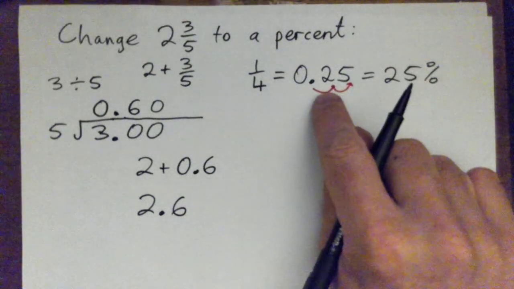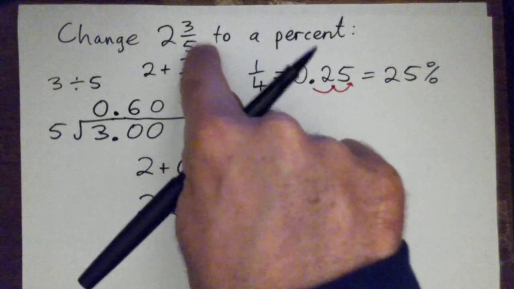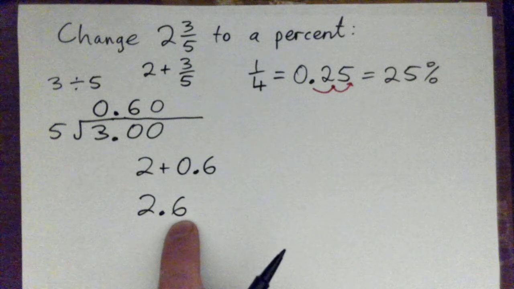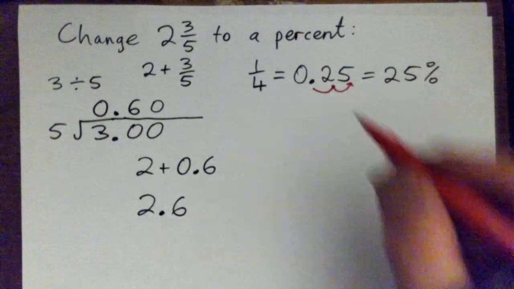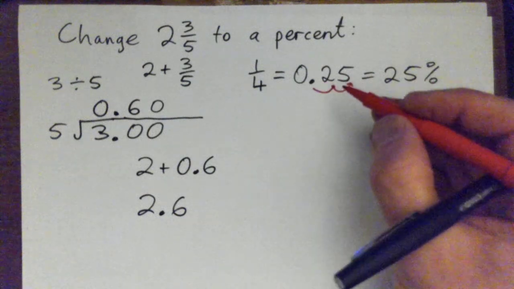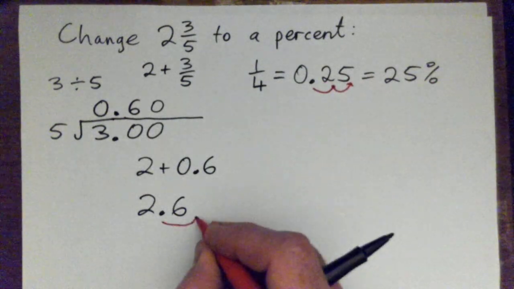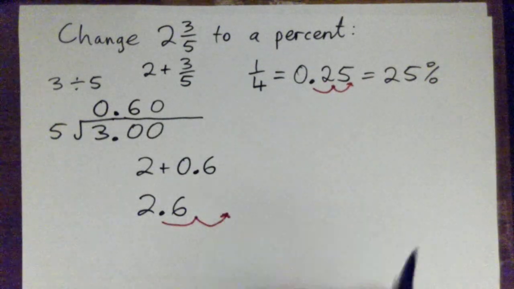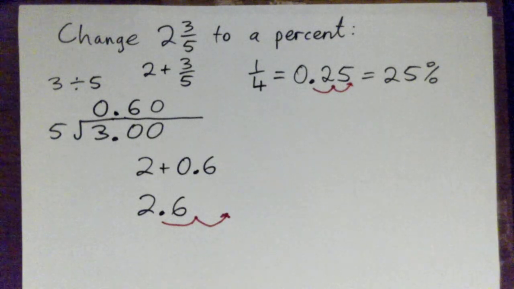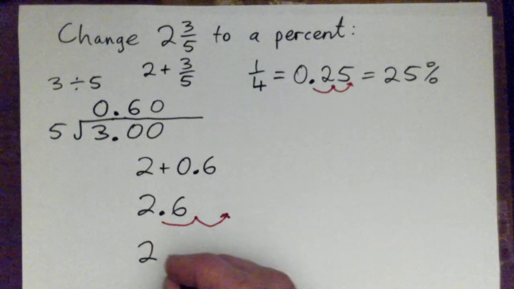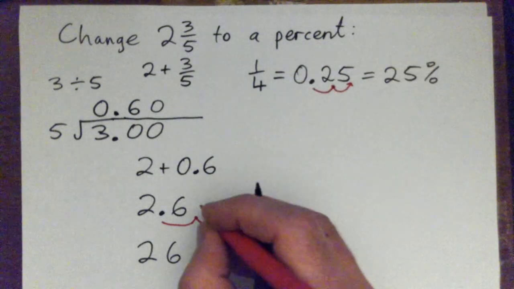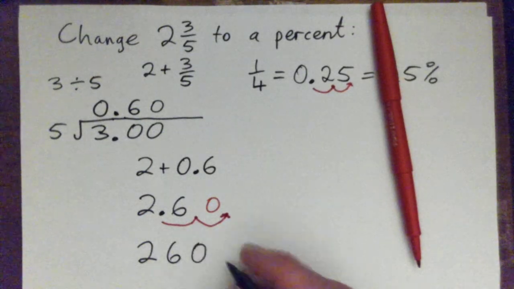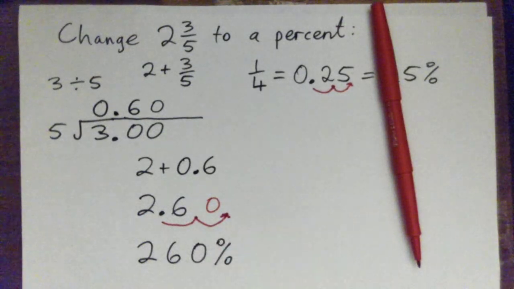Now, so we have that mixed number turned into a decimal. Now we want to turn the decimal into a percent. And from our simple example, remember that we need to move the decimal point 2 spots over to turn it into a percent, right? So it's 2, 6, and then what is it? Yeah, there should be a 0 put in here. 260%. Does that make sense?